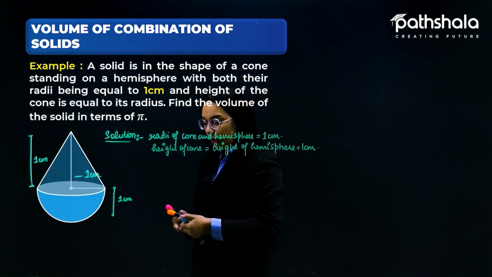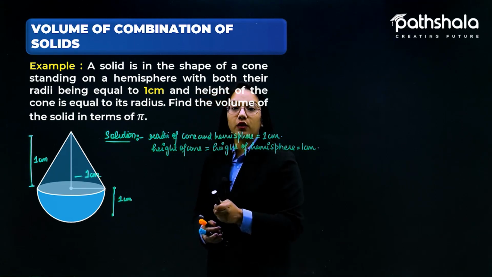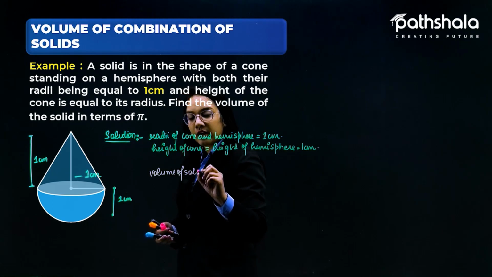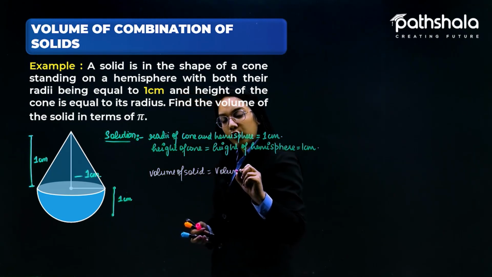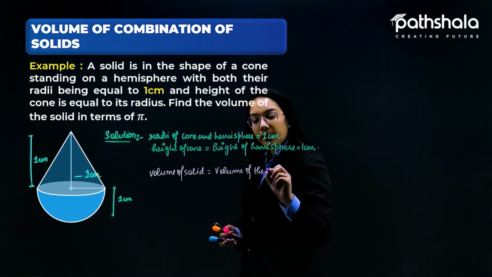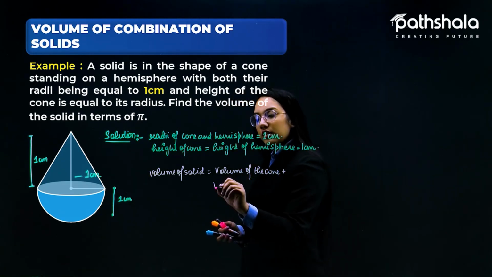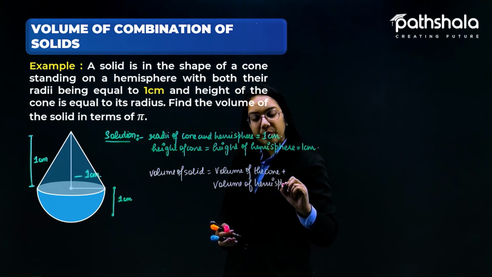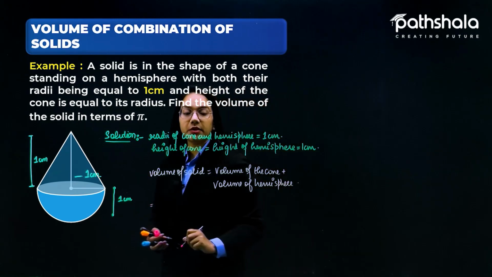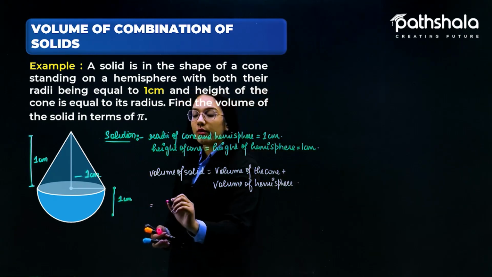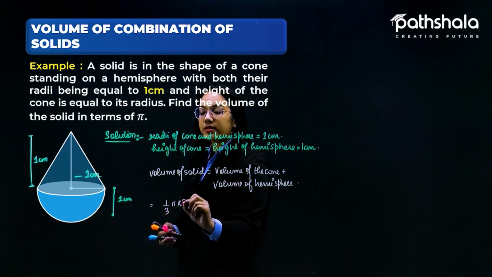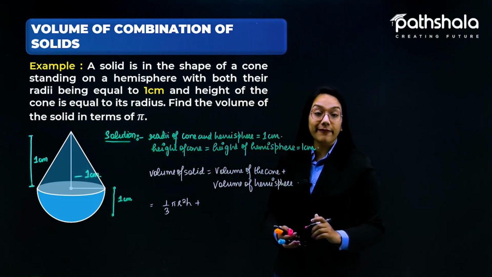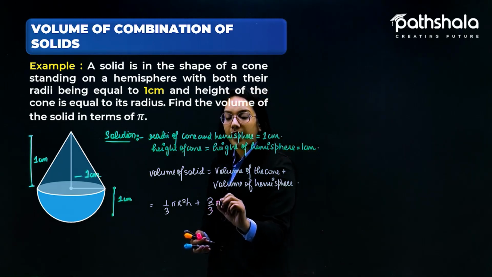Now we just have to find the volume of the whole solid. So the volume of the solid is equal to the volume of the cone plus the volume of the hemisphere. What is the volume of the cone? It is 1 by 3 pi r square h. We know that the volume of the cone is 1 by 3 pi r square h. What is the volume of a hemisphere? It is 2 by 3 pi r cube.